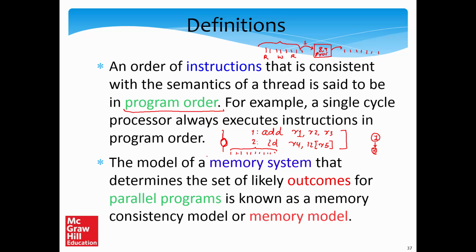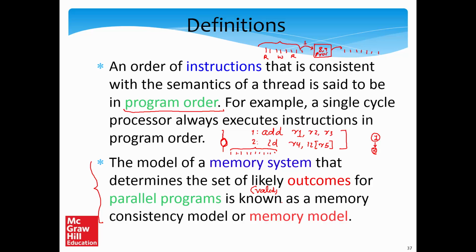So if we consider a memory system, we have defined a model of a memory system, a consistency model, that determines the set of likely outcomes for parallel programs. This is known as a memory consistency model or a memory model. Let me read it once again: the model of a memory system that determines the set of likely, or likely slash valid, outcomes for parallel programs. All of these outcomes also have to be valid, right? That is known as a memory consistency model or memory model.